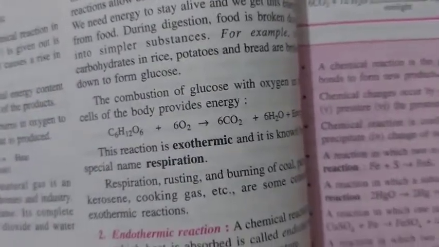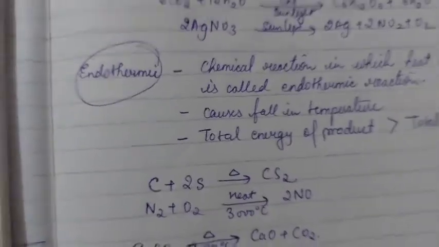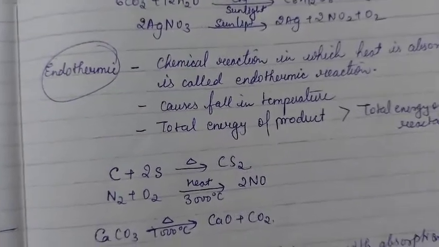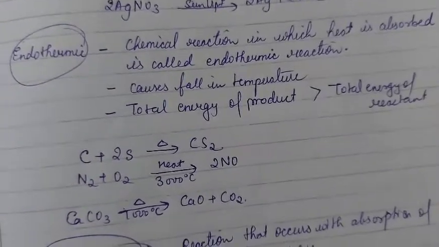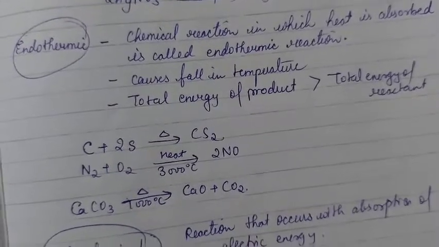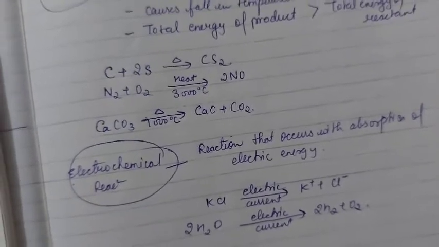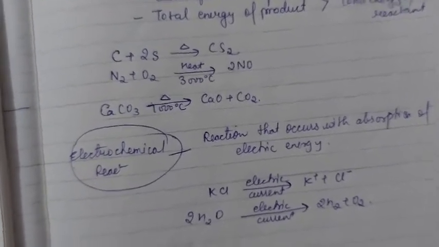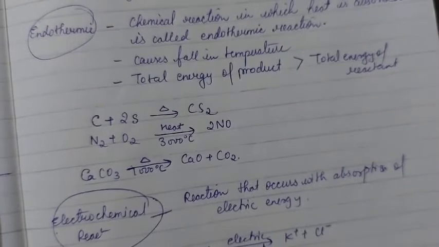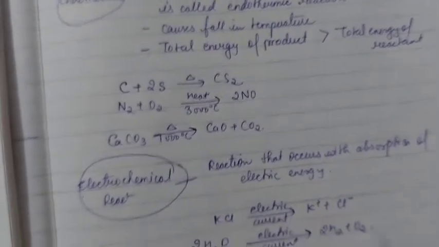So we have studied what an exothermic reaction is. Now coming to the next type, called endothermic, where heat is absorbed. An endothermic reaction is a chemical reaction in which heat is absorbed to form the product. It causes a fall in temperature because heat is absorbed. Also, in exothermic reactions the reactant energy was more, but here the total energy of the product will be more than the total energy of the reactant.